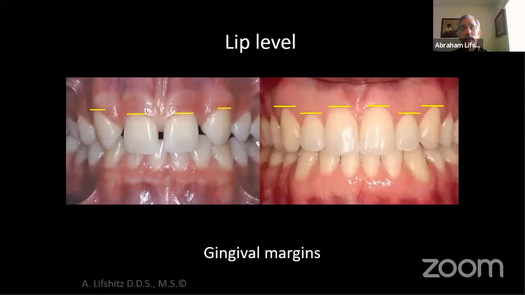Also, we have to take into consideration the lip level. Why is that important? Because of the gingival margins, meaning the gingival zeniths. On the left side, you can see how the gingival zeniths of the central incisors are where they should be, and having a longer clinical crown, the gingival zeniths are way higher. So what is the ideal? The ideal is as you see on the right side. From centrals to canine, it has to go high, low, and high.